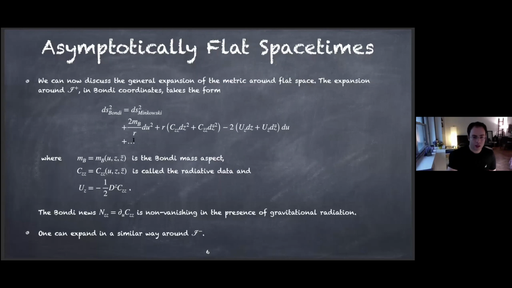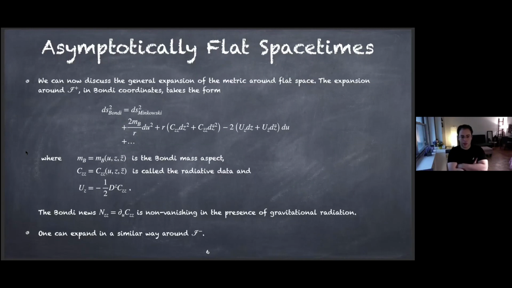The dots here represent sub-leading corrections that I will not be discussing today. And finally, one can also define what is known in the literature as the Bondi news, which is the derivative of the radiative data with respect to u, and is non-vanishing in the presence of gravitational radiation.